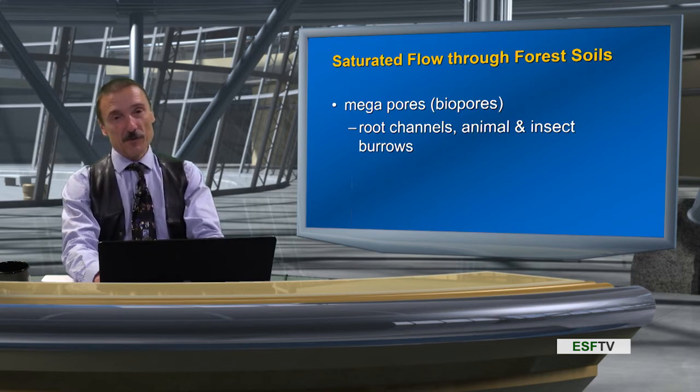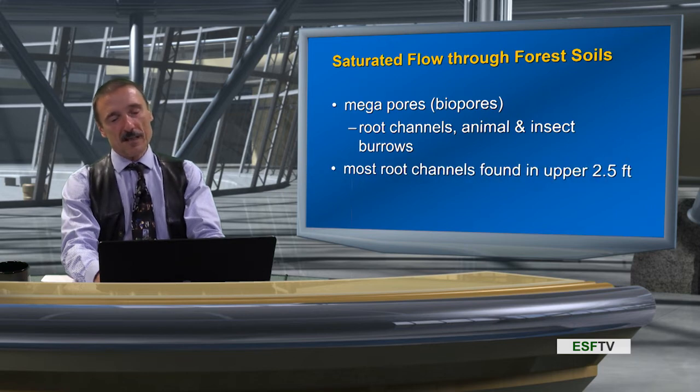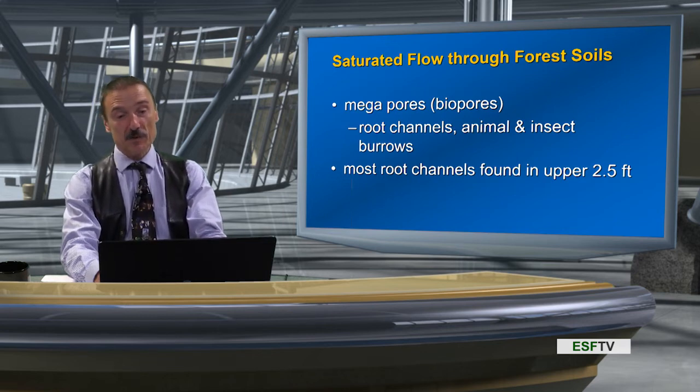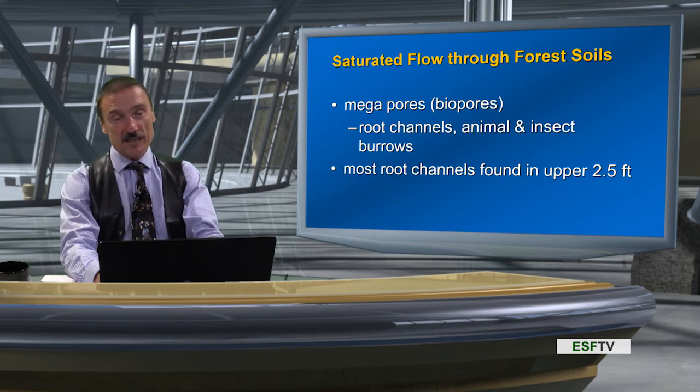So, to summarize what we just talked about, saturated flow occurs in forest soils through these megapores, these biopores. They're root channels, animal and insect burrows, oftentimes filled with organic matter, but that's a very high proportion of the surface soils for forest soils. Most of the root channels are found in the upper 2.5 feet, and that's where all the organism activity is. So Ksat decreases with depth. All those large pores decrease with depth. Everything that is responsible for moving water and letting gravity do its work decreases with depth.